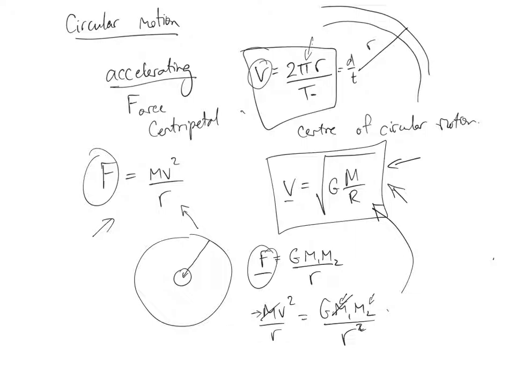Just to make sure people are fully aware, the F is centripetal force. M is the mass of the object in orbit. V is the orbital speed. And R is the radius of the orbit. And you can solve questions on just about a whole range of things that we've seen before.